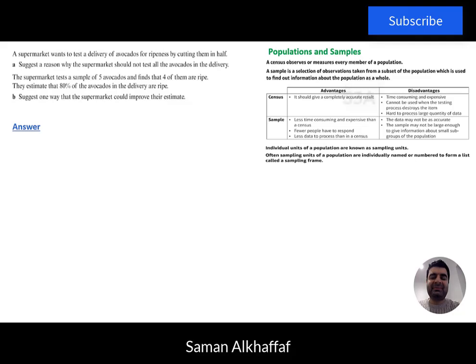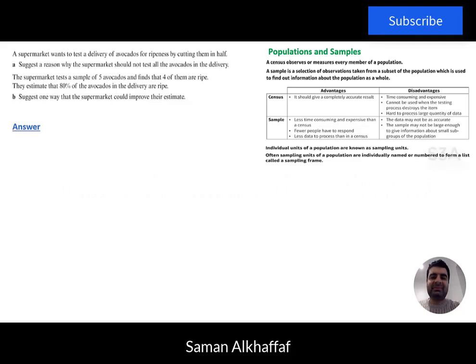In this example, a supermarket wants to test the delivery of avocados for ripeness by cutting them in half. A: suggest a reason why the supermarket should not test all the avocados in the delivery. The supermarket tests a sample of 5 avocados and finds that 4 of them are ripe. They estimate that 80% of the avocados in the delivery are ripe. B: suggest one way that the supermarket could improve their estimate.